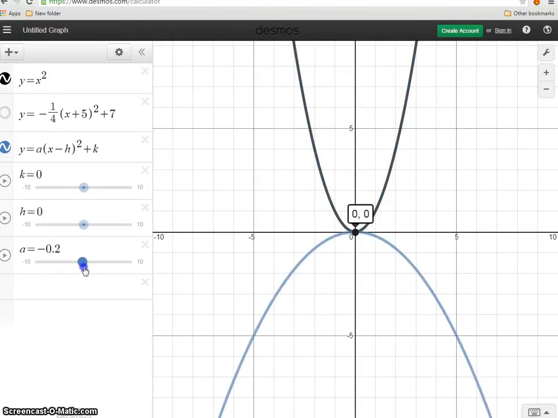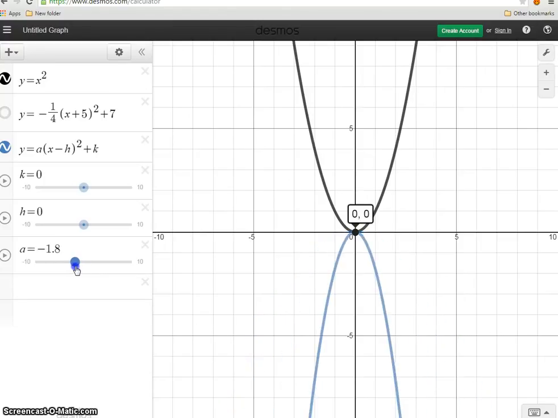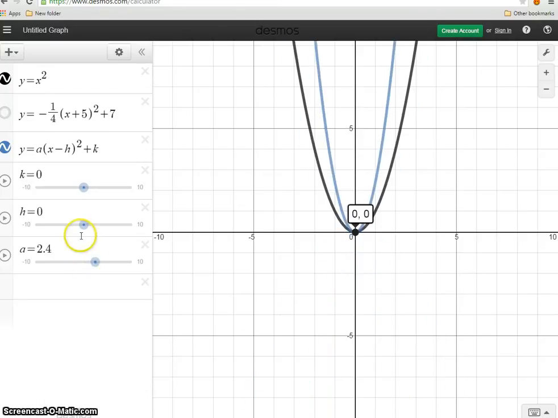Okay, and the same is true for the negatives, right? If it's between 0 and 1 on the negative side, it's going to be wider, and larger than 1 on the negative side would make it narrower. Okay, so that's what the a value does. Now we can take a look at the h and k values as well.